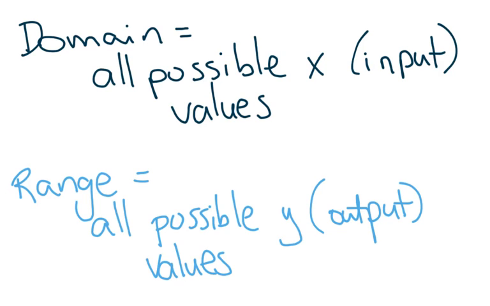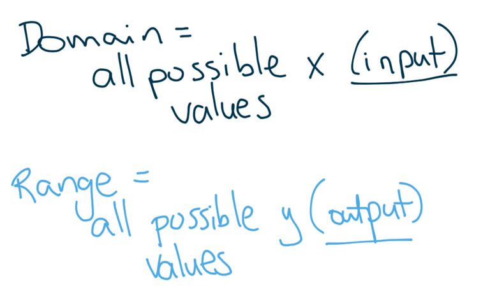Let's talk about the domain and the range of a function. The domain equals all possible x or input values of the function, and the range equals all possible y or output values of the function. A lot of times in many of the functions you're going to see, the domain and the range are both simply just all real numbers.